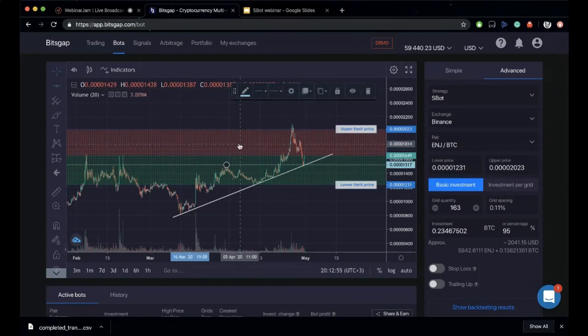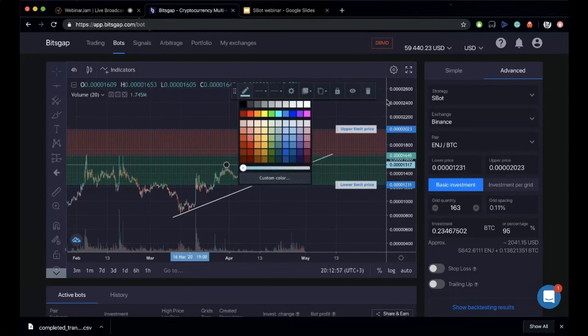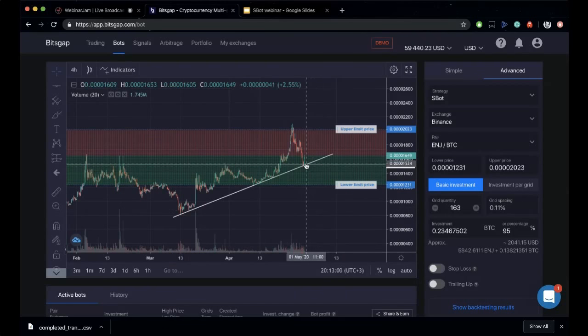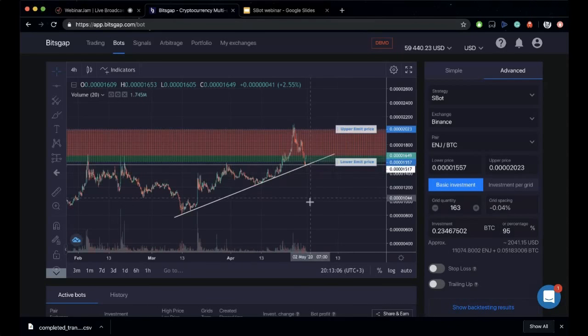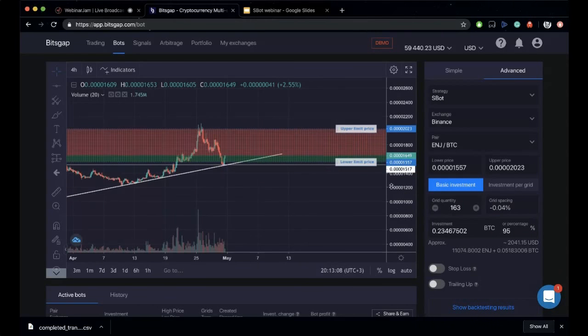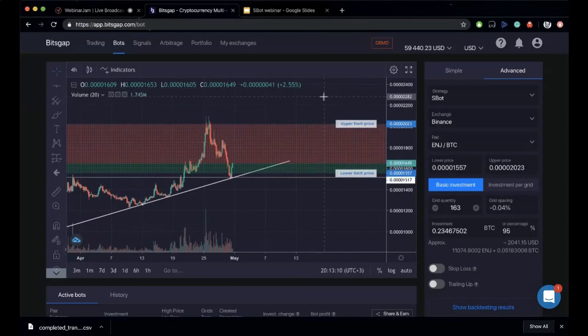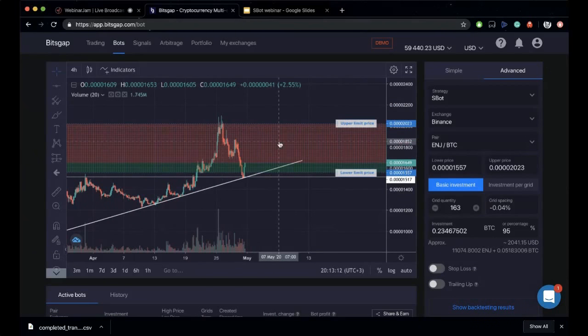which even horizontally makes up the key support level. So I would consider setting the SBot like this, having more sell zone than buy zone. I would put 80 in this case.